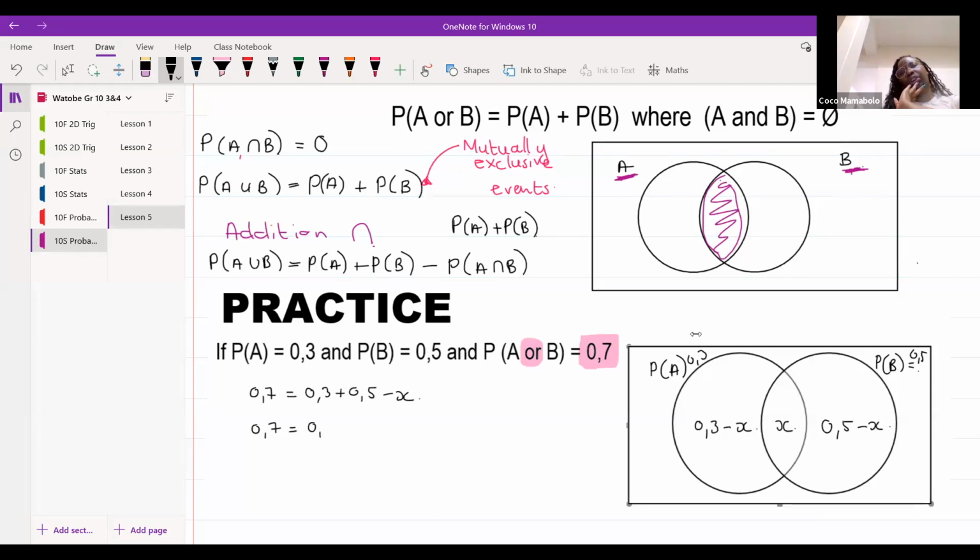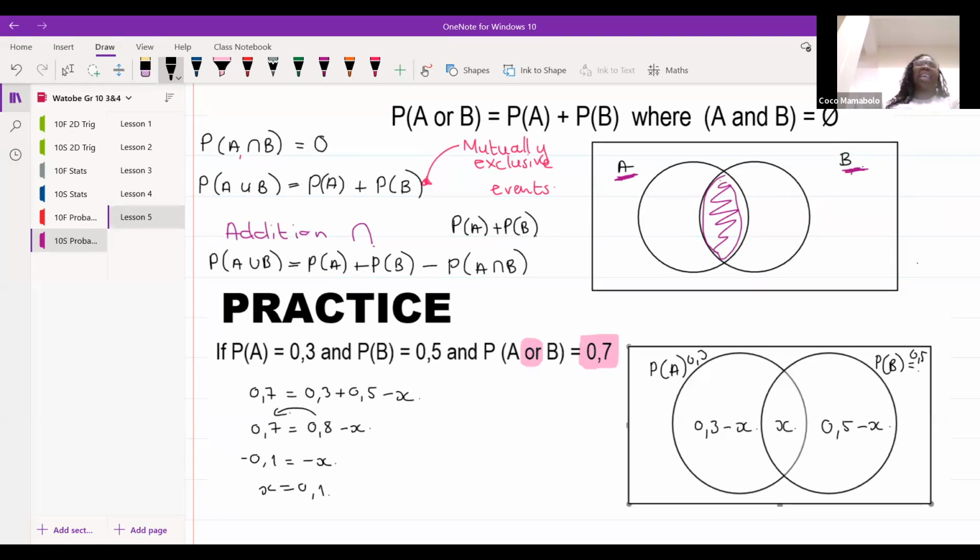Does it mean 0,8? Oh, okay, I wrote 0,5. I can see. And then 0,8. And then you transpose. Correct. So we get negative 0,1 is equal to negative X. And then the negatives cancel each other. Correct. So X is equal to 0,1.